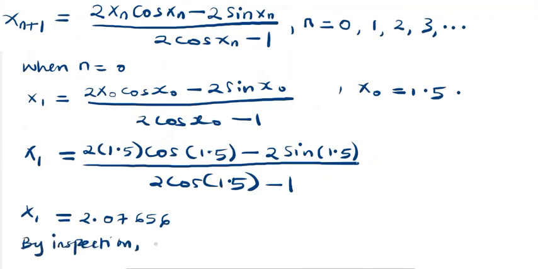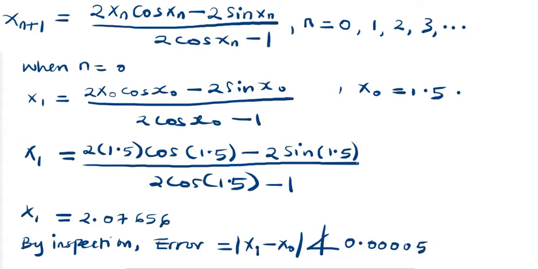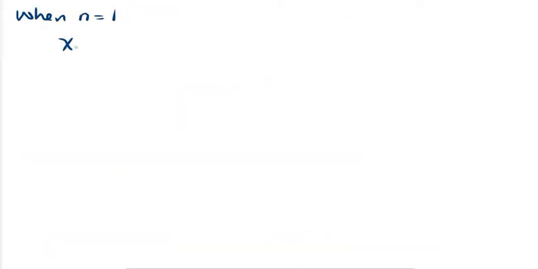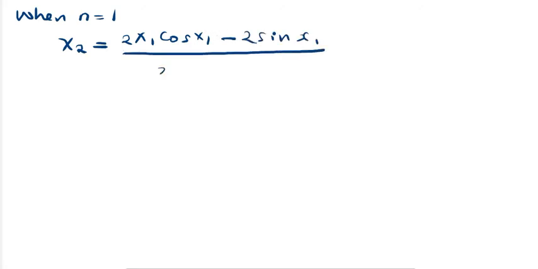Now by inspection, the error, which is equal to x1 minus x naught, is not less than 0.00005. Okay, so that means we have to go on. When n is equal to 1, let's perform the next iteration. We are going to put 1 wherever there is n in this formula, right? So we shall have x2 being equal to 2 x1 cos x1 minus 2 sine x1 over 2 cos x1 minus 1.